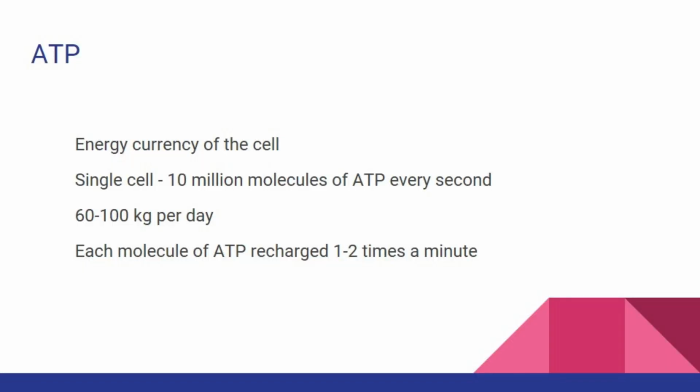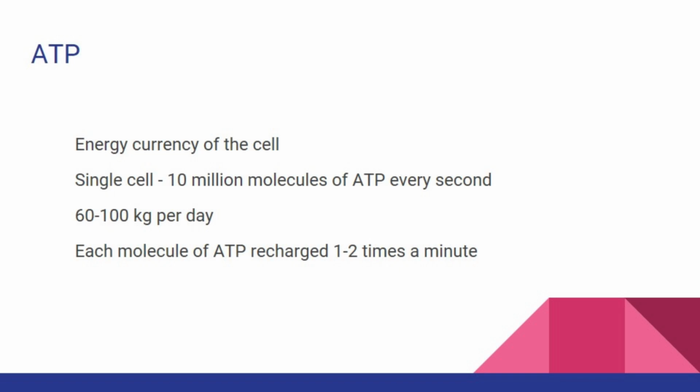A single cell in a body uses about 10 million molecules of ATP every second. We have 30 trillion cells in a body, so you can imagine how many molecules we use. That is about 60 to 100 kg per day. It's almost a body weight, but we recharge the same molecule about 1 to 2 times a minute. So a single ATP molecule is reused about 1500 times a day.